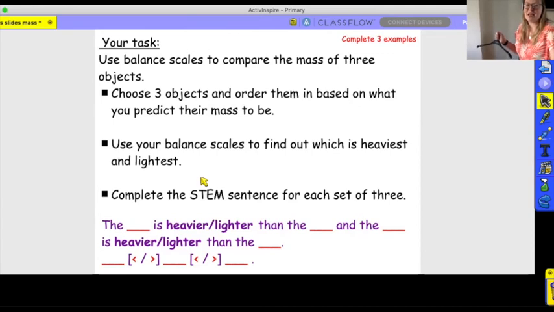If you want an extra challenge, you could write the sentence using the less than or greater than sign. The spoon is greater than the 2p, but less than the biscuit bar. Pause your video now and then come back when you're done so we can finish the lesson together.